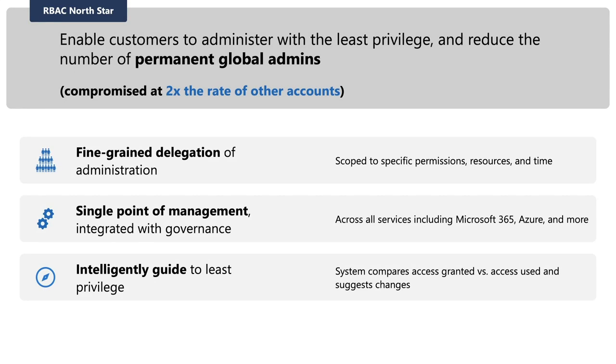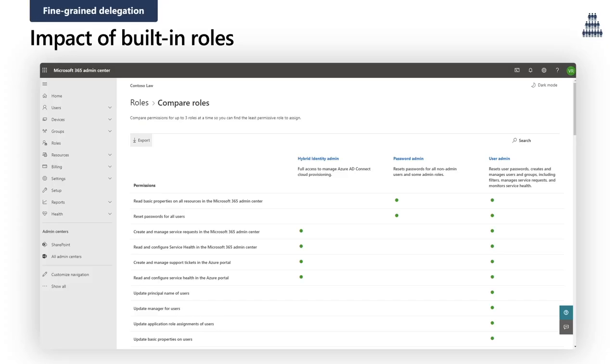We're going to tell you what we were doing to give you fine-grained delegation to allow you to get away from that global admin. Single point of management. This is all about making sure that you can manage roles across the Microsoft 365 suite in one place. This is one of those things that will take time to get all the services, but we are working towards that single point of management, being the Microsoft 365 Admin Center, and intelligently guide you to least privilege. This again is giving you tools to allow you to get to that least privilege, to give people just the rights they need. Go into fine-grained delegation, talk about some of the things that we've been delivering there.